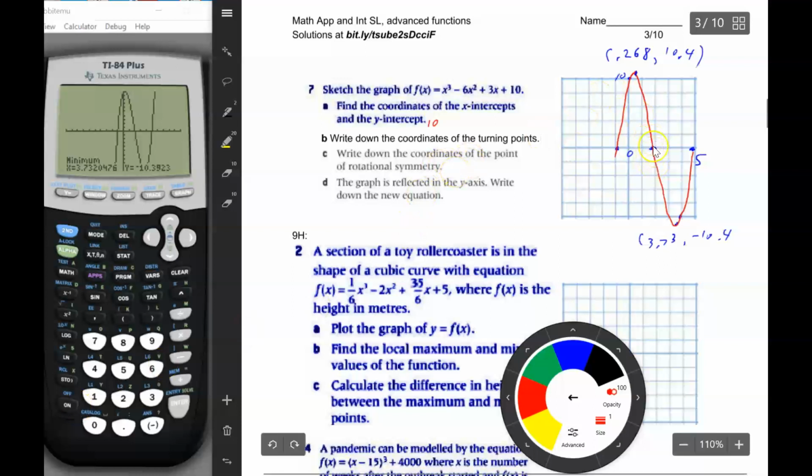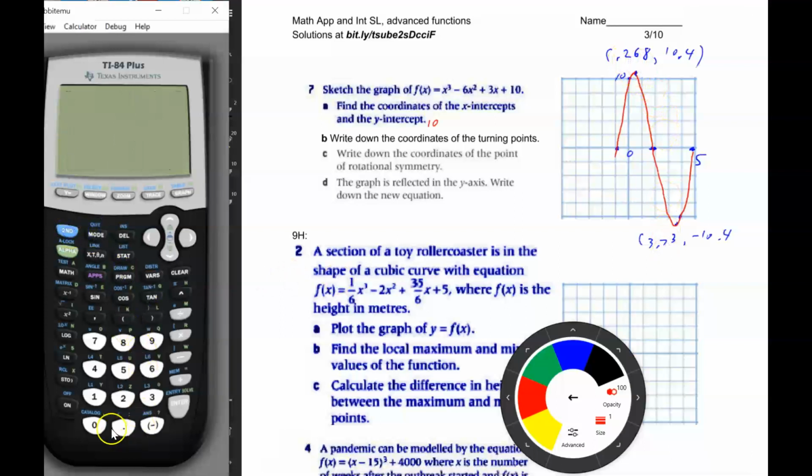So the way you can find this middle point of rotational symmetry is you could take the midpoint of the maximum and the minimum. So what you could do is take the average of 0.268 and 3.73. Finding the midpoint, you basically take the average of the x's and the average of the y's. So 0.268 plus 3.73 divided by 2.